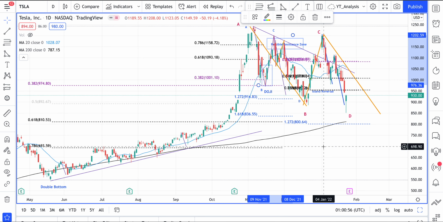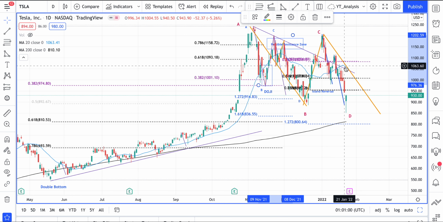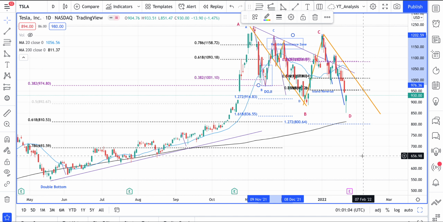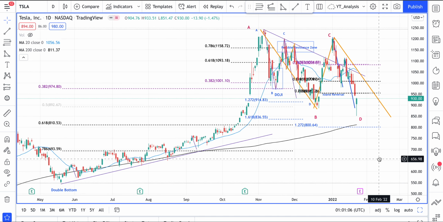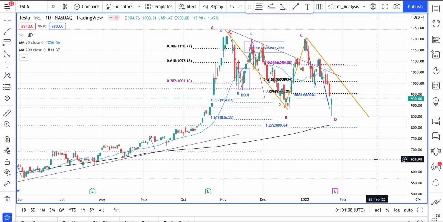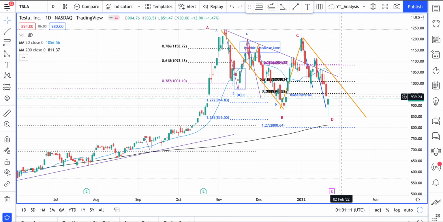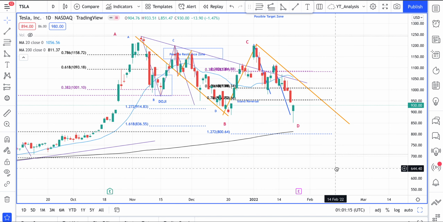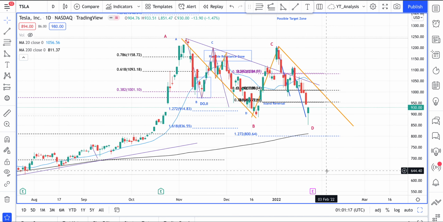From a momentum perspective, it is above the 200-day moving average, but below the 20-day moving average. So shorter term, the momentum remains negative, but the price might actually catch up to that. This is what we are going to take a look at. If the rally is going to take place, let's take a look.